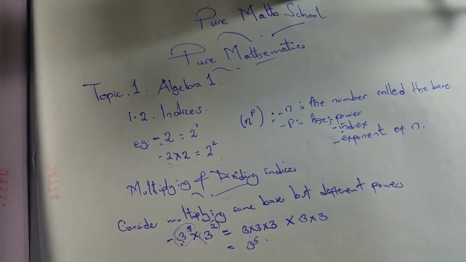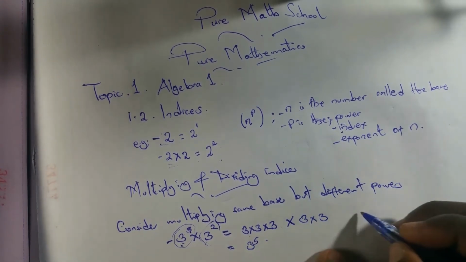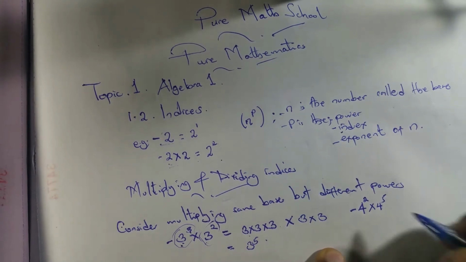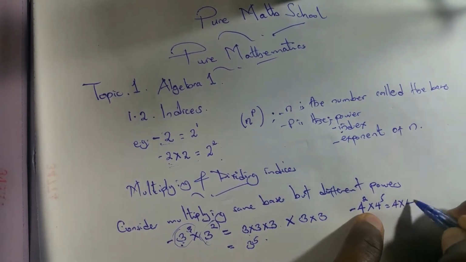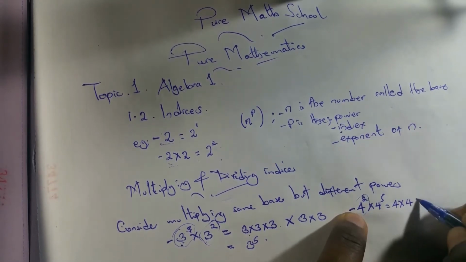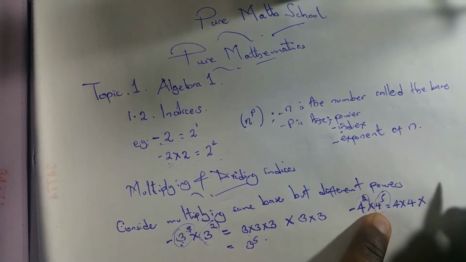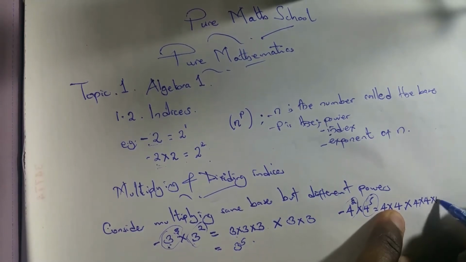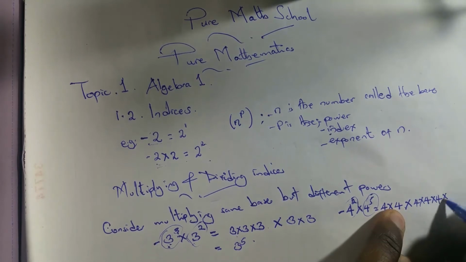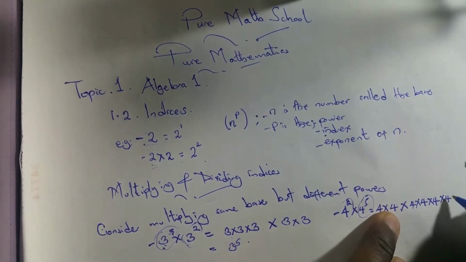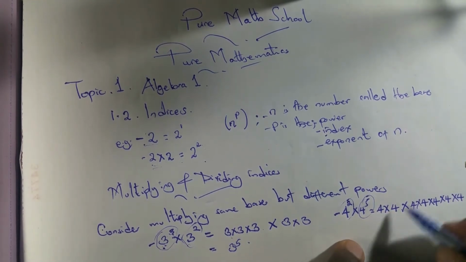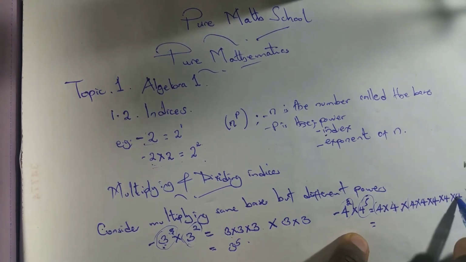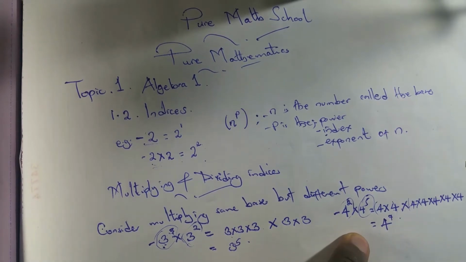Okay, we can check another one. Let me say 4 to the power 2 times 4 to the power 5. What does it mean here? We have 4 multiplying itself twice for the first one, and again 4 multiplying itself 5 times, so that we have something like 4 times 4, that's 2 times, times another 4, times another 4, that's now 5 times. The first one 2 times and the second one 5 times. Now we count the whole of that, 1 2 3 4 5 6 7. You realize 4 is multiplying itself 7 times. So that's how you do it.